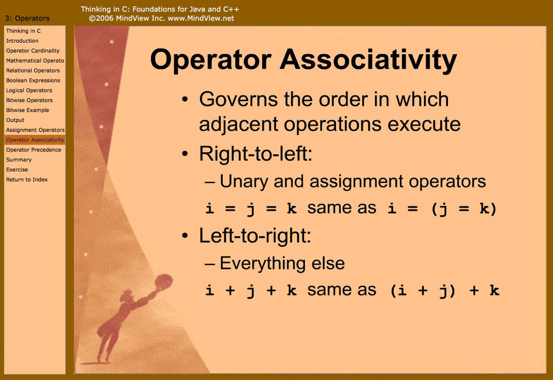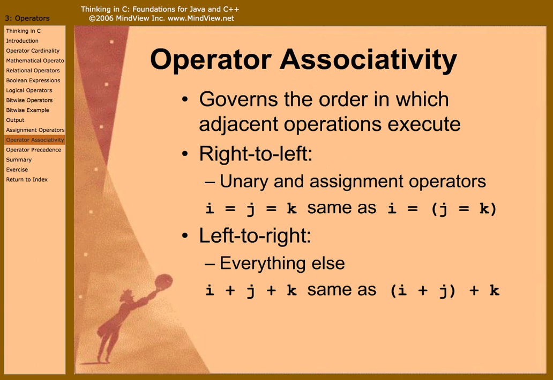For example, the assignment operators. If you say I equals J equals K, well, it really is more intuitive to think of that as going from right to left, and that's the way it works. And so all of the assignment operators, including the ones on the last slide where you combine them with binary operators, they all work that way. They associate right to left if you have more than one of them in adjacent positions in the same expression. Everything else, of course, goes left to right as you would expect.